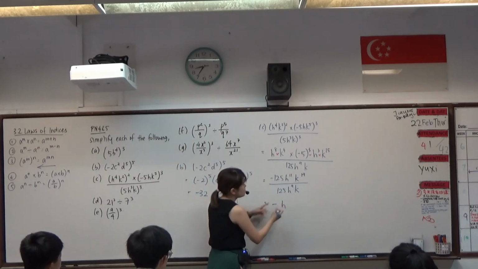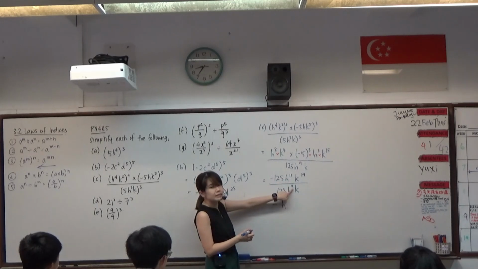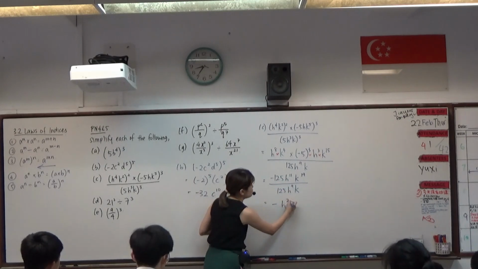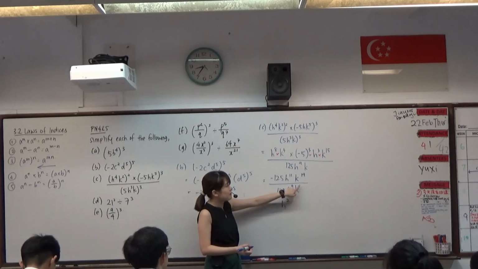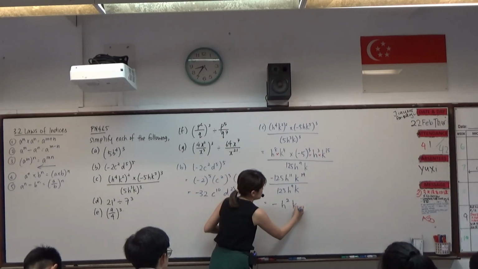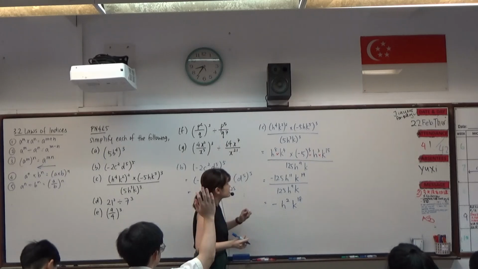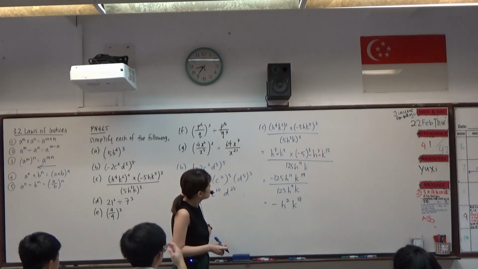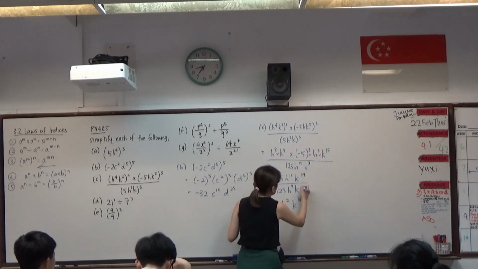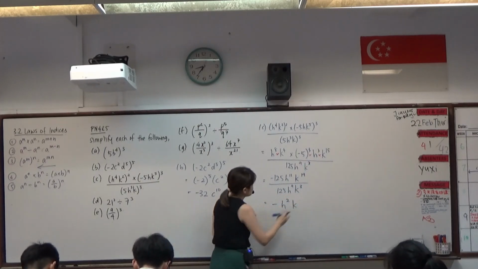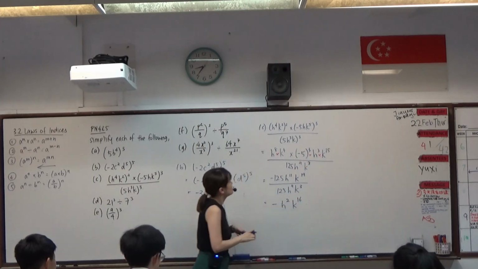Followed by h to the power of 11 minus 9, that will give us 2. And then k to the power of 19 divided by k to the power of 1, that gives us k to the power of 18. Yes? K is supposed to be k cube. Oh, sorry, I forgot about that. Thank you. So one that is reached. 16 then. Right?